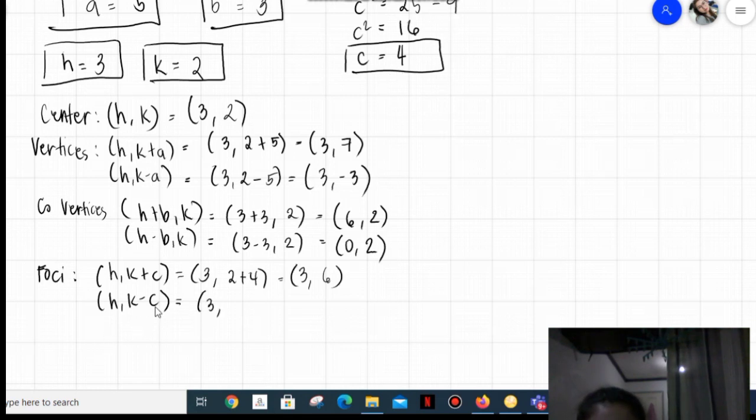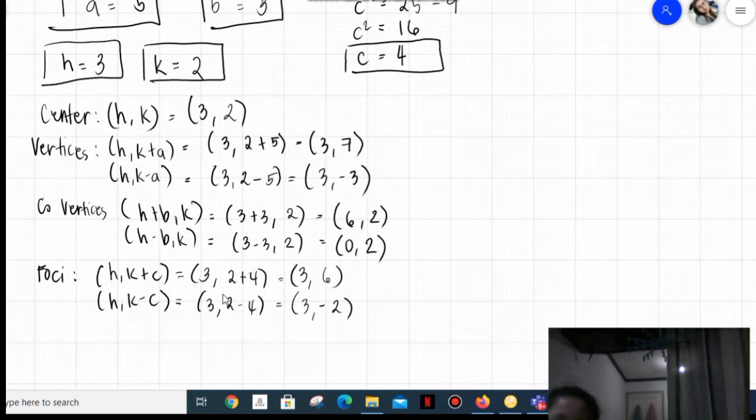And then sa pangalawa, we have h 3 pa din, and then we have k minus c. So, 2 minus 4 naman. 2 minus 4 equals negative 2. So, yung pangatlo at pang-apat na points natin, 3, 6, 3, and negative 2.